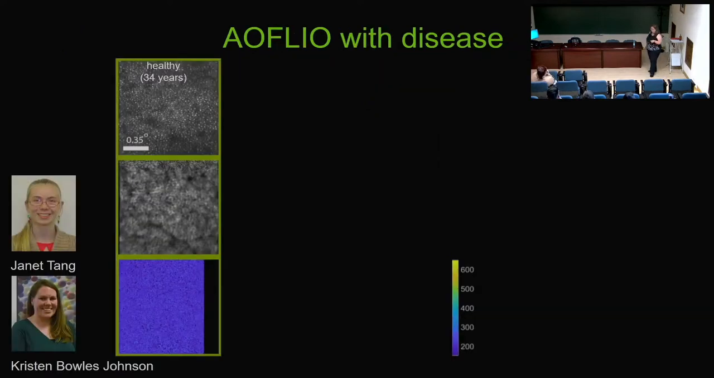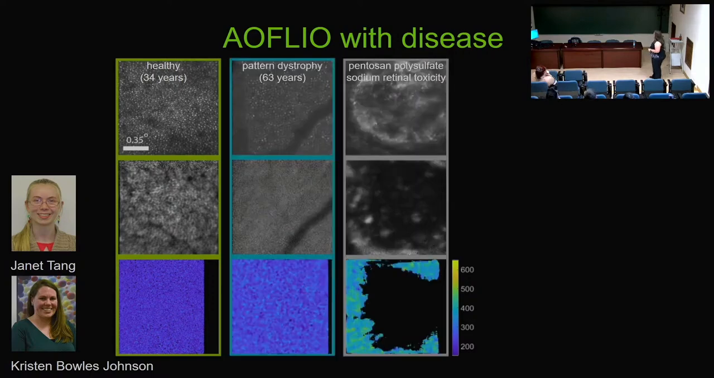Now, we were interested in trying to push this into disease, and working with Kristen Bowles-Johnson, who was a postdoctoral fellow with me. She and Janet imaged several different patients. Here's just a couple of examples. An older person with pattern dystrophy in the middle, and on the right is a person with pentosan polysulfate sodium retinal toxicity, PPS toxicity.